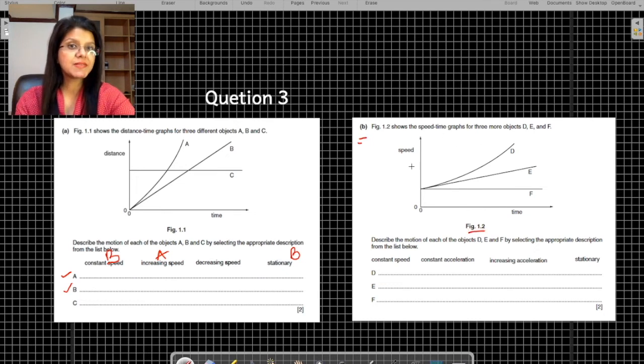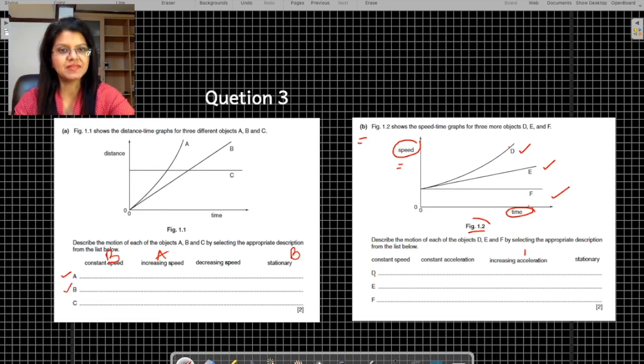The figure here shows the speed time graph for 3 more objects D, E and F. Now this is a speed time graph. Describe the motion of each of the objects by selecting the appropriate description from the list below. Now let us look at D. D is a curve which is going up. What does it mean? It means acceleration, but an increasing acceleration. This is your answer, because it is an upward going curve, so increasing acceleration.